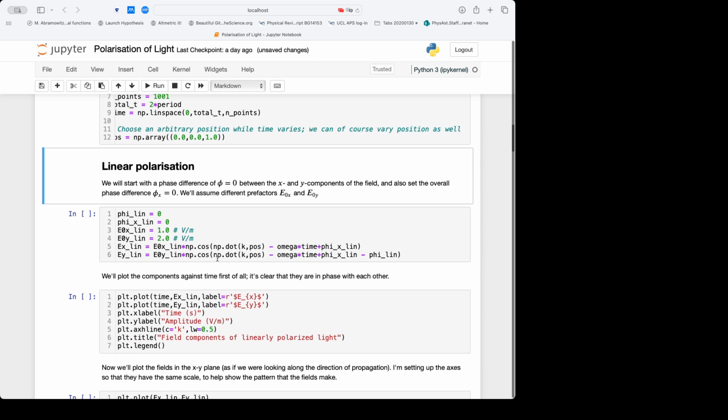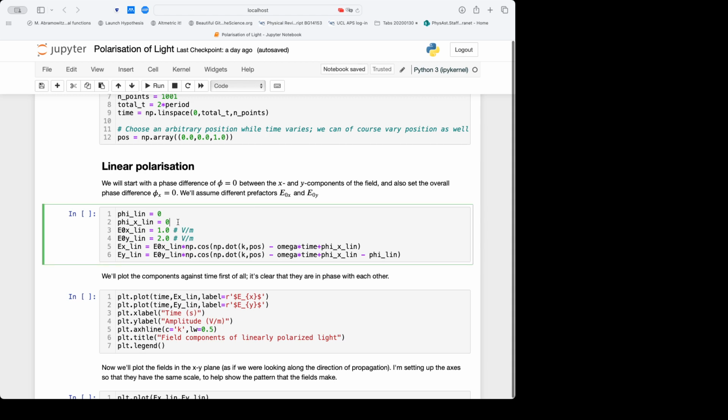Okay, so now let's think about different types of polarization. The first one we're going to consider is linear polarization, and that's where you have a phase difference phi equal to 0 or equivalently pi between the x and y components of the field. So you see here that we've set phi in the linear case equal to 0. Similarly, phi x is always going to be 0.